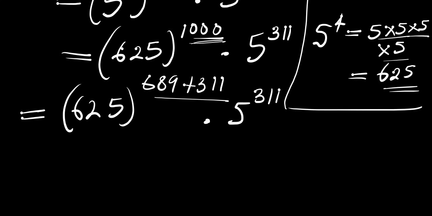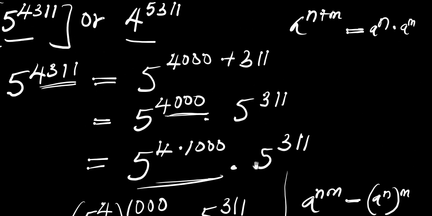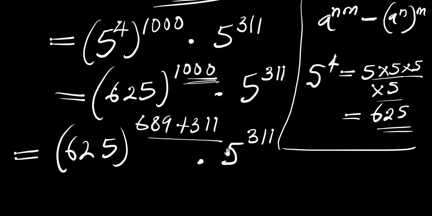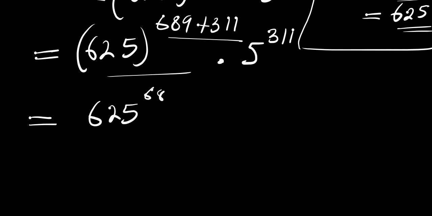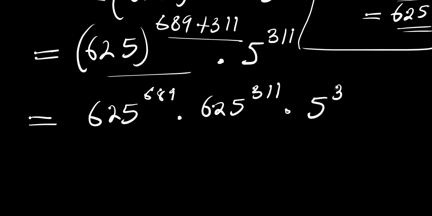So we apply this same identity again. Remember, a power n plus m equals a power n times a power m. So we use it right here. We are going to have 625 raised to the power of 689 times 625 raised to the power of 311, and this will multiply 5 raised to the power of 311. So everything, we are going to have 625 raised to the power of 689, and this will multiply.